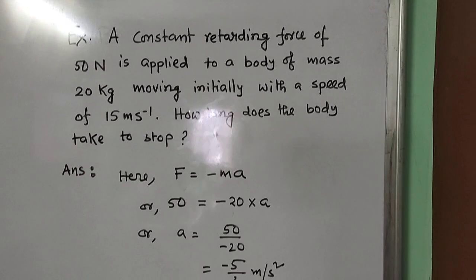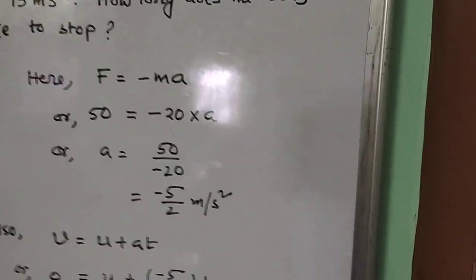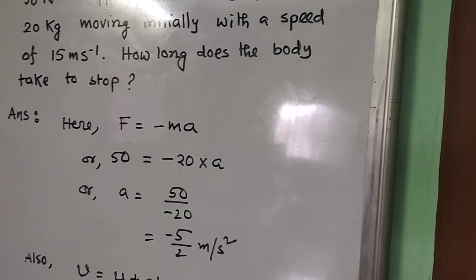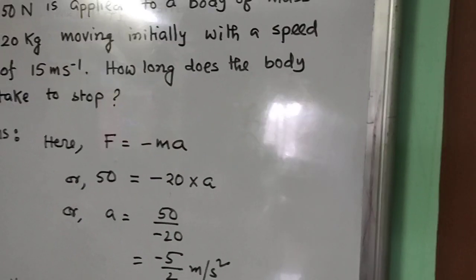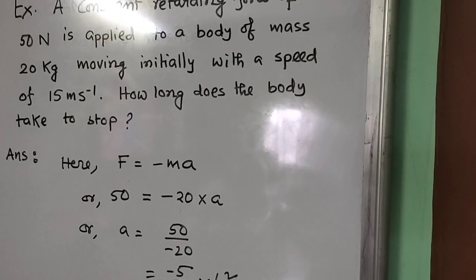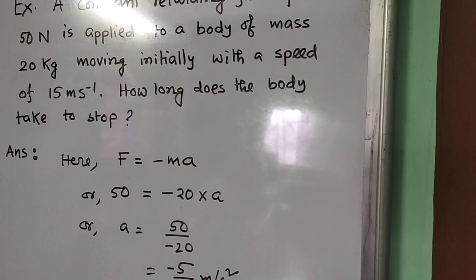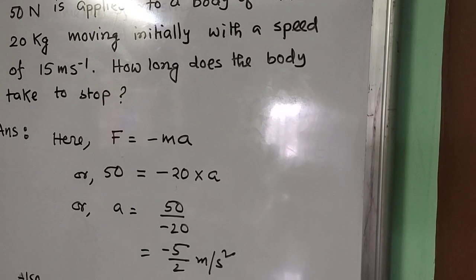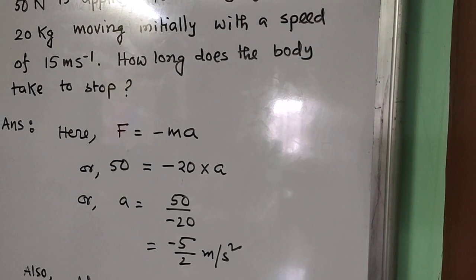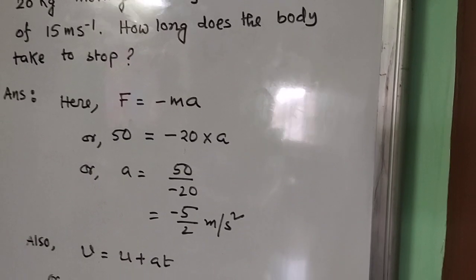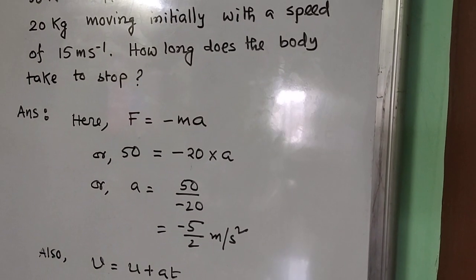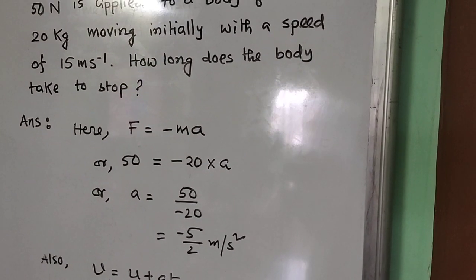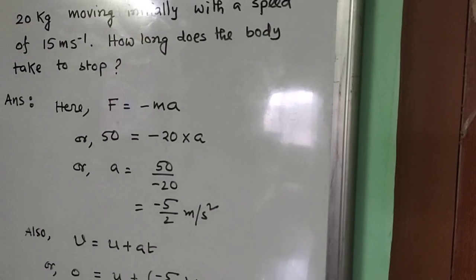As the force is a retarding force, that's why we are going to use this equation F equal to minus ma. So F is 50 and mass is 20. So a comes out to be minus 50 by 20, so it's minus 5 by 2 meter per second square. So acceleration is minus 5 by 2 meter per second square. Negative acceleration means retardation.